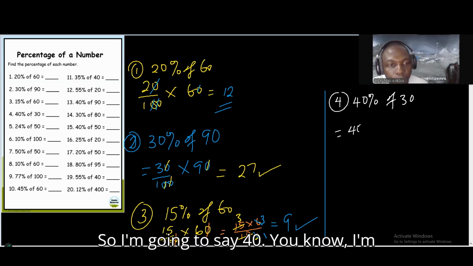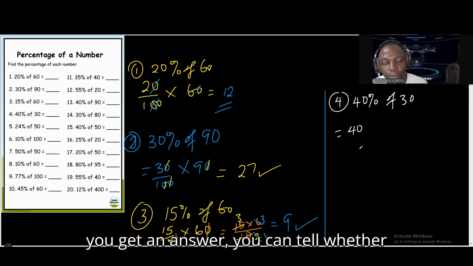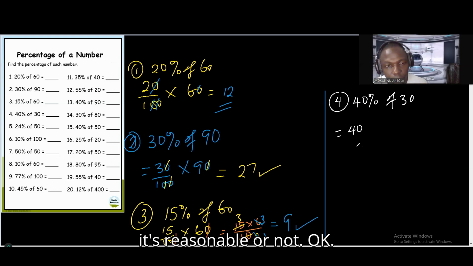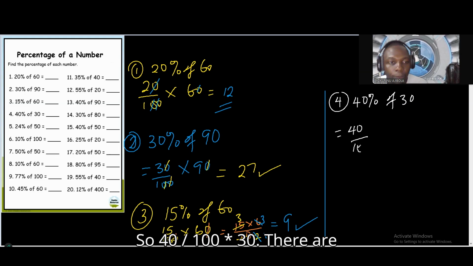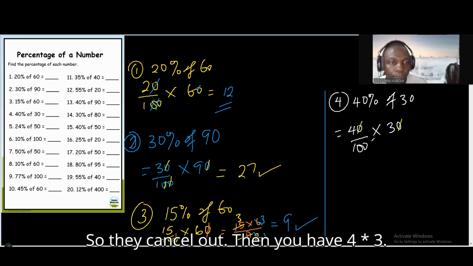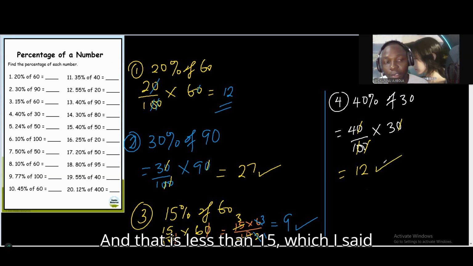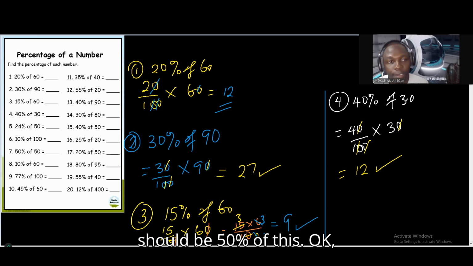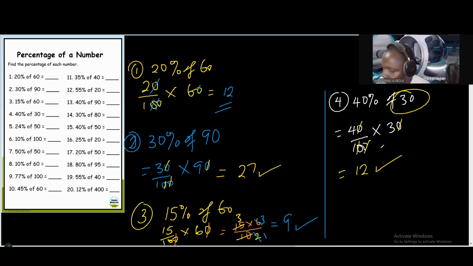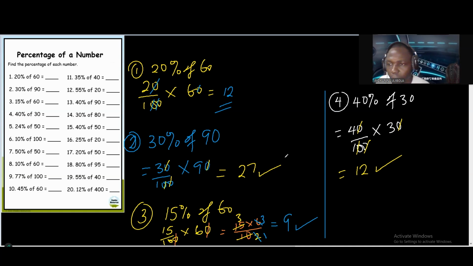I'm just telling you that so that whenever you get an answer, you can tell whether it's reasonable or not. So 40 over 100 times 30. There are two zeros at the top, right? So they cancel out. Then you have 4 times 3. That's what? 12. And that is less than 15, which I said should be 50% of this.